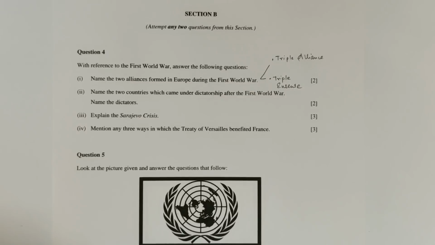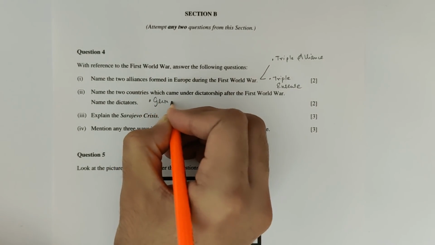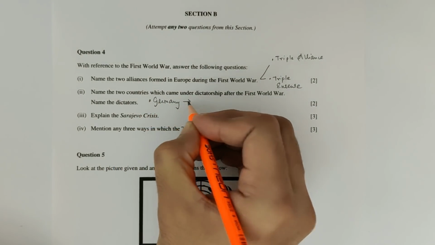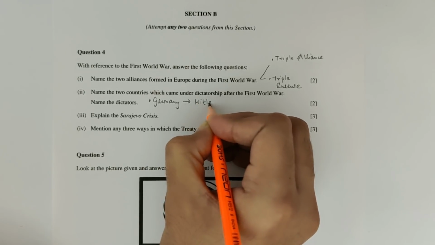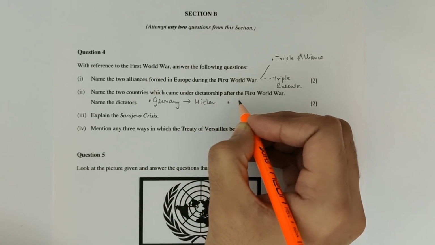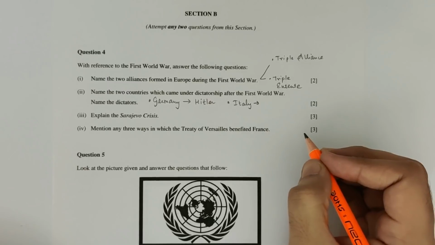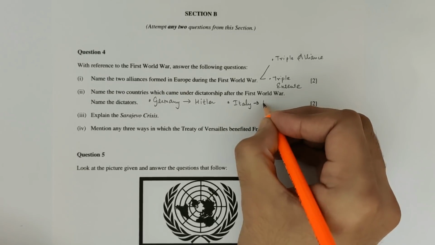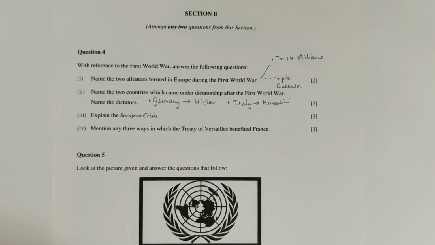Part 2. You have to name the two countries which came under dictatorship after the First World War, and you also have to name the dictators. So the first country is Germany and the dictator was Hitler, Adolf Hitler. So Hitler. And the second country was Italy and the dictator was Benito Mussolini. So Mussolini. Simple.